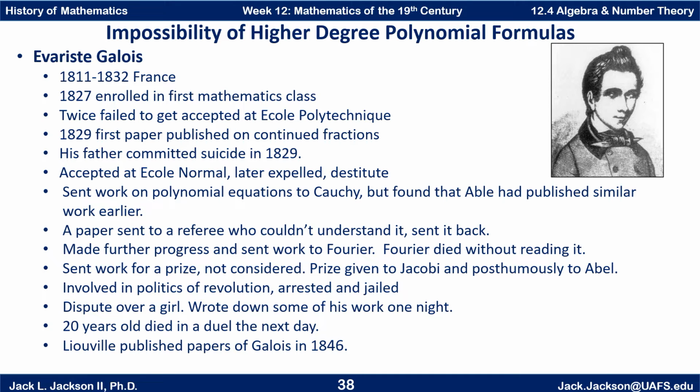Galois probably independently figured out that as well. So when he found out about Abel's work, of course, he didn't try to get that published anymore. He then sent a paper to a referee to maybe get it published. But the referee, who was a pretty good mathematician, but couldn't understand it, sent it back.